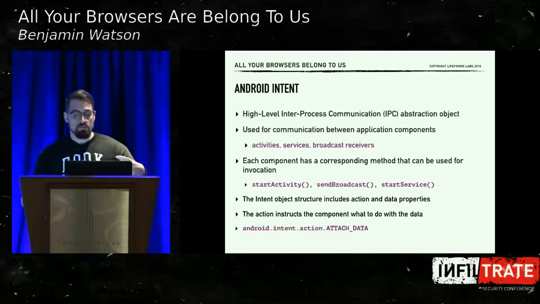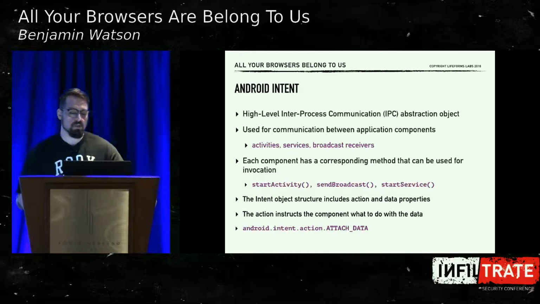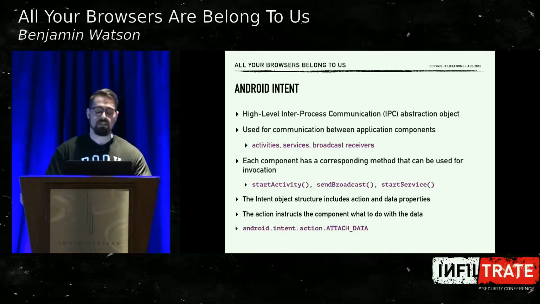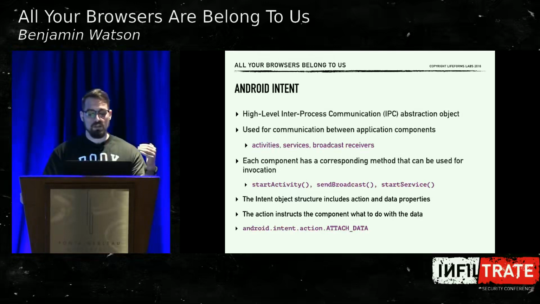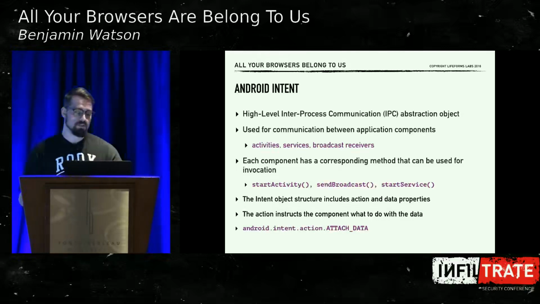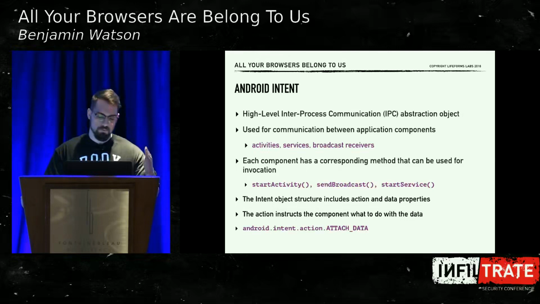So a quick refresher before we jump into the first vulnerability class. For those who aren't aware, the Android intent is a high-level inter-process communication abstraction object. It is implemented in Java and it's provided to developers. It allows communication between application components. Now, when I talk about application components in Android, that's an activity, a service, a broadcast receiver, and also the content providers. But in the context of this talk, we're going to be talking specifically about activities.